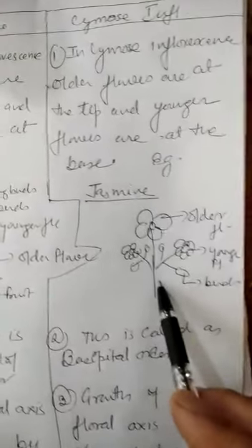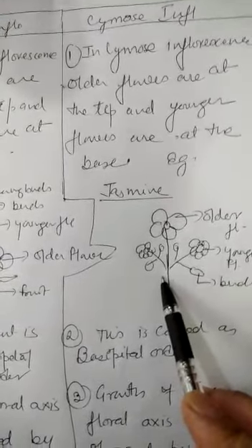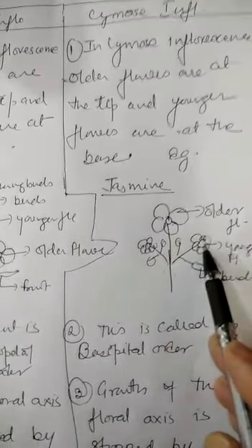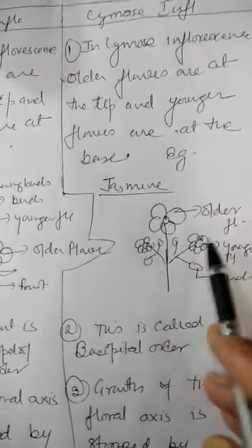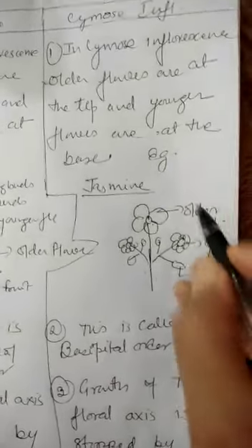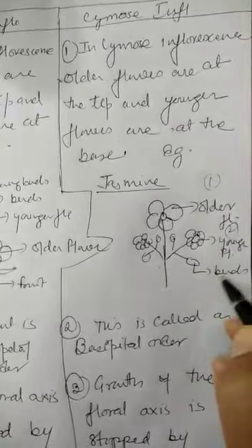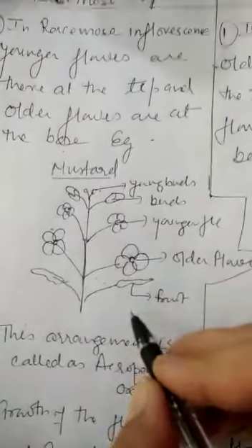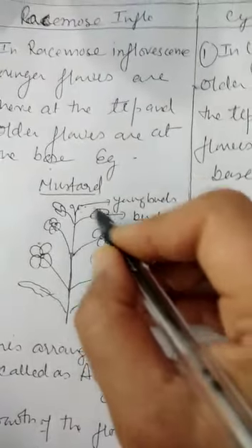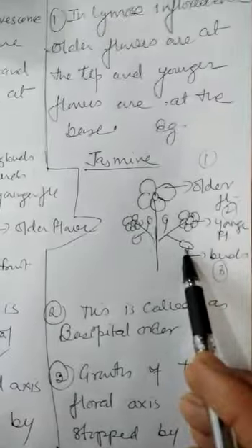Now come to here. This is the cymose inflorescence. In cymose inflorescence, actually what happens is that older are there at the tip and younger are there at the base. This is the oldest one. These are the second order, and these are there in the bud condition. These are the third one. So you can say this is first, this is second, and this is third. Here this is 1, this is 2, this is 3, this is 4, this is 5. Like this the arrangement is there, and here the arrangement is like this.